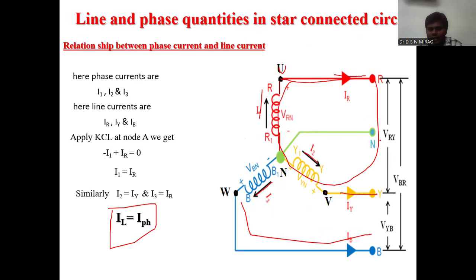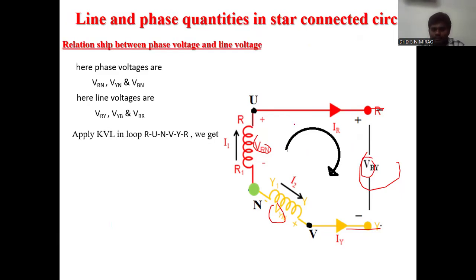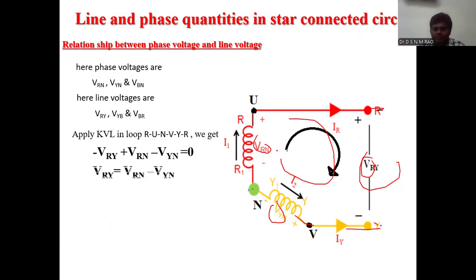Here I have taken this mesh, and I will apply the KVL for finding the relationship between phase voltage and line voltage. Here I have taken this part, the voltage between the R phase and Y phase. I am deriving the relationship between this line voltage and these phase voltages. So here I will apply the KVL in the mesh U, R, Y, V, N and U.